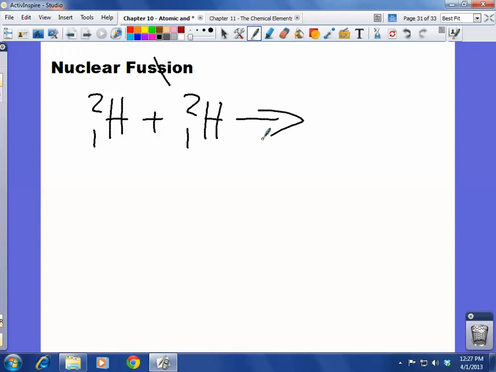So if I have two hydrogen 2,1 atoms and combine them, what's going to pop out of that? 4, which is B. No. Remember, it's going to be 4, oh, no, 2. But that 2 is the important part. That's the atomic number. So helium.